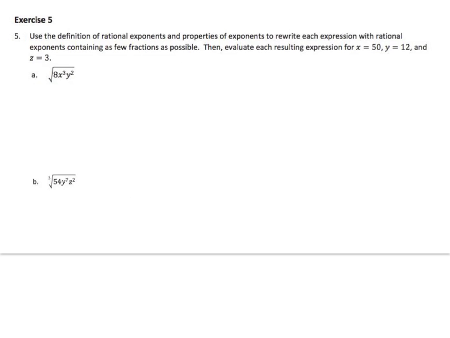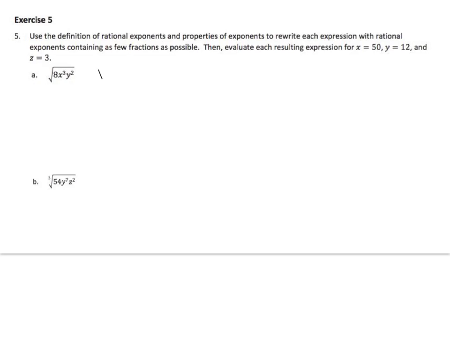Okay, use the definition of rational exponents and properties of exponents to rewrite each expression with a rational exponent containing as few fractions as possible. Then evaluate each resulting expression for x equals 50, y equals 12, and z equals 3. So let's go ahead and simplify this.